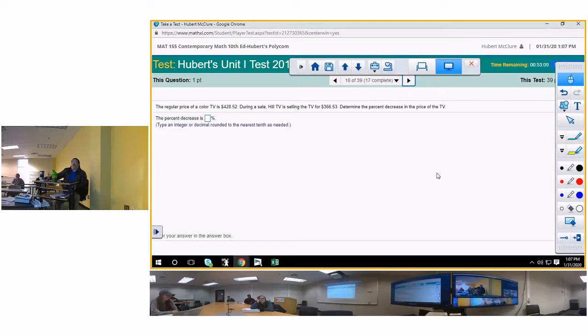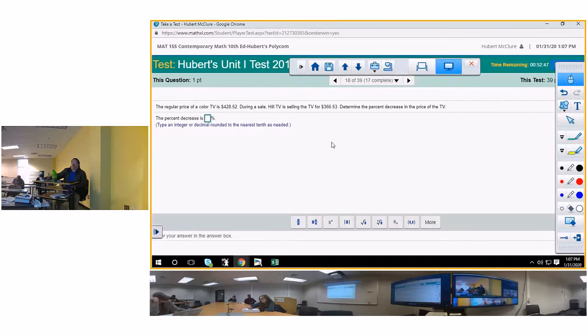There we go. A regular price of a color TV is blah, blah, blah. During the sale, it's selling for 36, blah, blah. Determine the percent decrease in the price of the TV. New minus old over what? Old. Somebody do that for me because I don't feel like doing it. I've already shown you how to do it one time. I'm not going to get up there twice. I don't feel like it. It's Friday. So somebody tell me, and I need it rounded to the 10th. New minus old over old multiplied by 100.